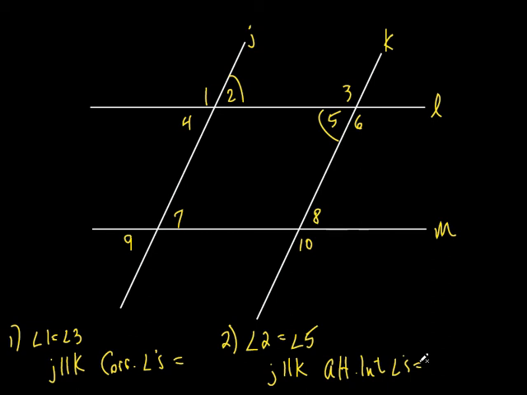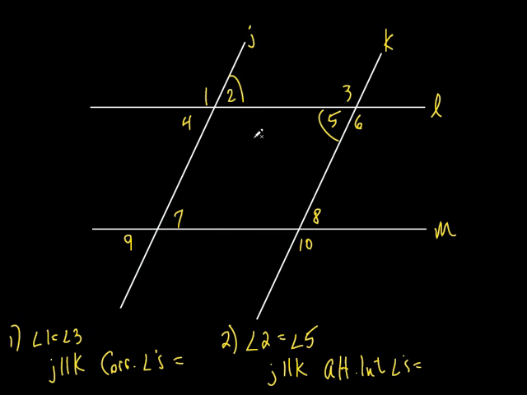Brooke? I don't get how you tell the difference, like, if that's alternate interior, then what would be alternate exterior? Alternate exterior would be like 1 and 6. Do you see that? Because it's on the outside. So here's your two lines right here, right? Here's your transversal. 2 and 5 are in between the J and the K. You see it? So the J and the K slant like this. The 2 and the 5 are in between. The 1 is outside the J and the 6 is outside the K, right? So they would be alternate exterior angles.